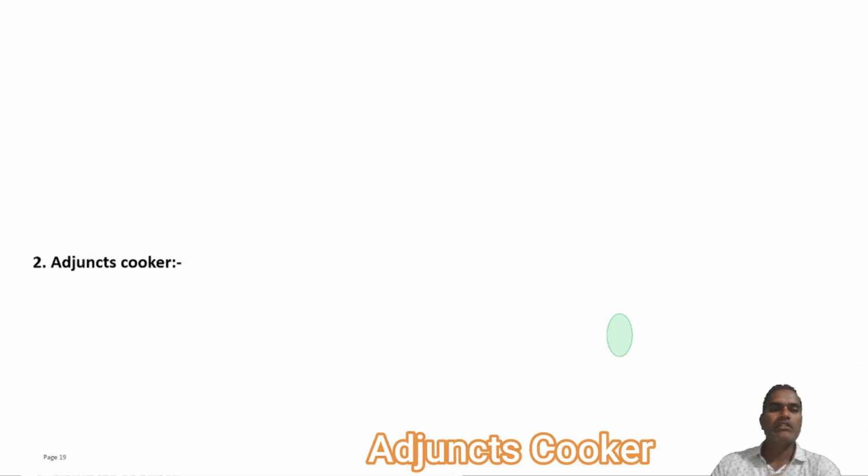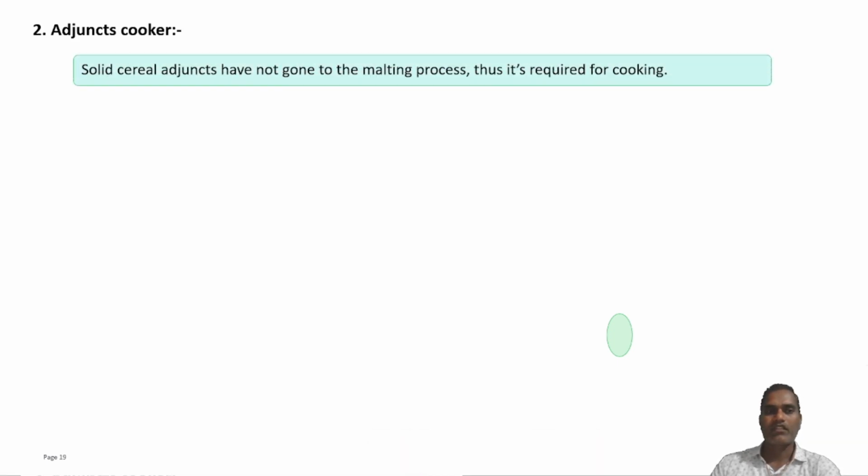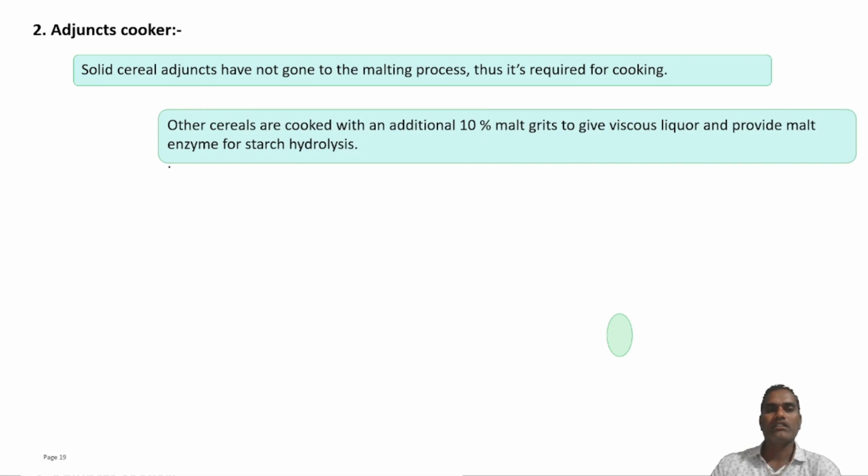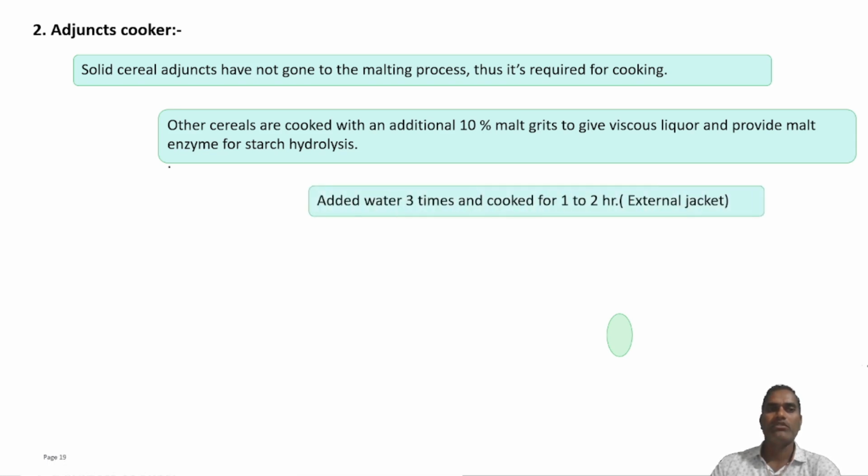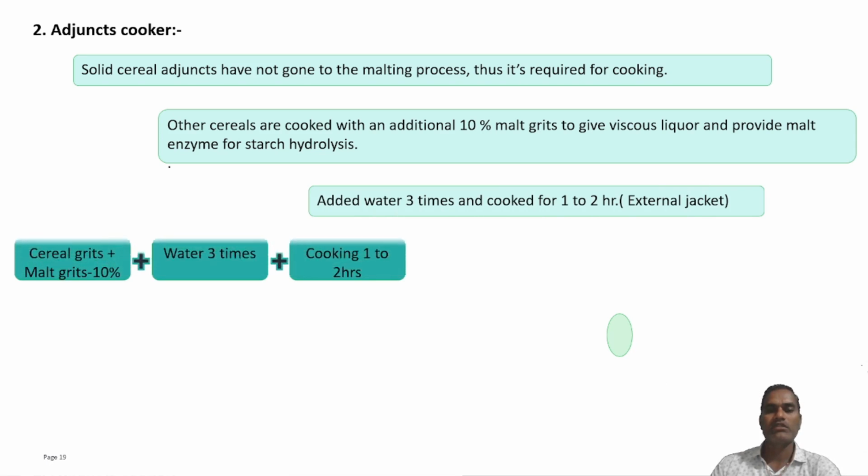The second important step is adjunct cooking. Adjuncts are cereal grains other than the malted barley grains which do not go into the malting process. They must be properly hydrolyzed to convert insoluble constituents into soluble constituents, by addition of 10% malt grits as a source of natural enzymes during the adjunct cooking process.